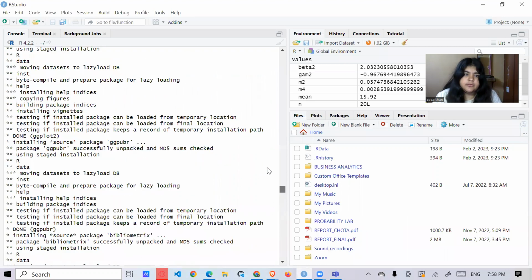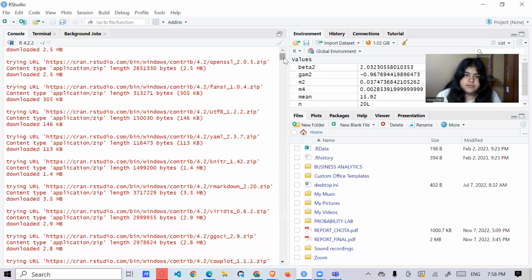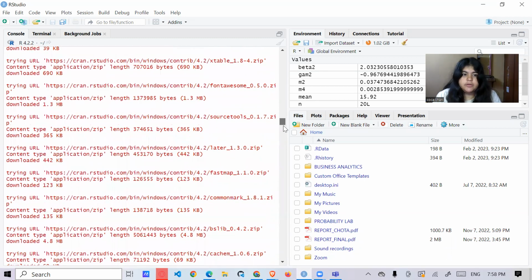The first thing that you need to do is install bibliometrix.